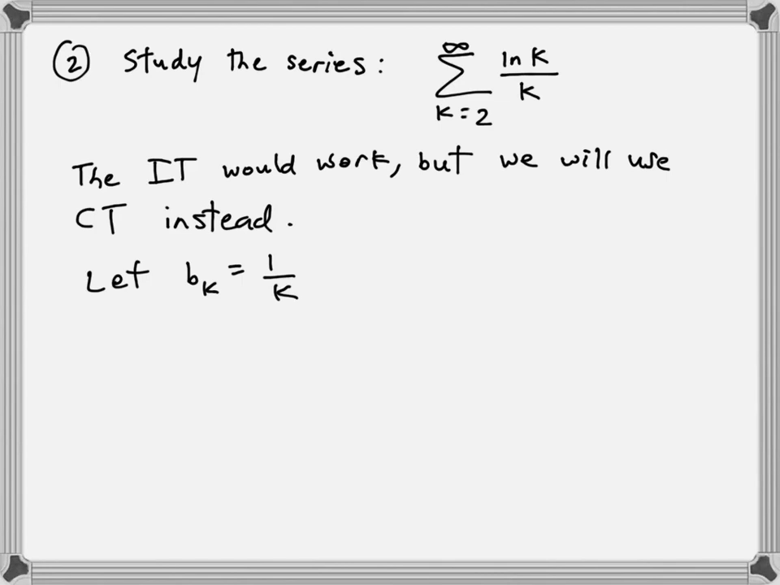How do you compare ln of k over k to 1 over k? Which one is bigger? Well, of course, natural log grows bigger than 1 everywhere except when k is 1. So we could say that this is true for all k that are bigger than 1. In other words, from some point on, this is true. What do you know about this series?